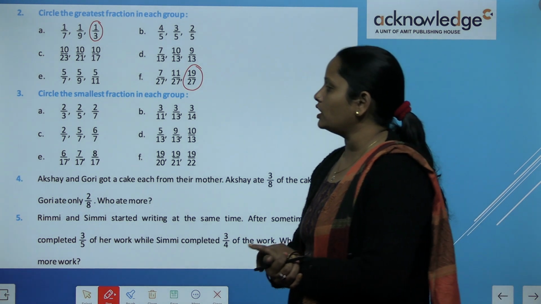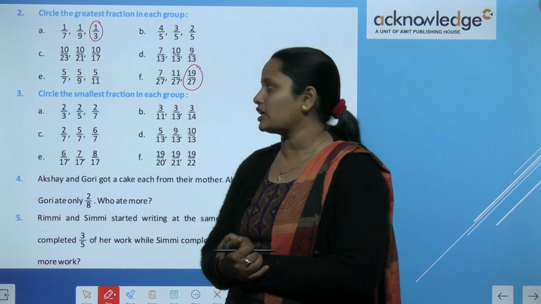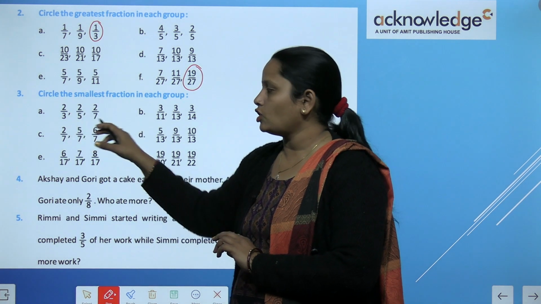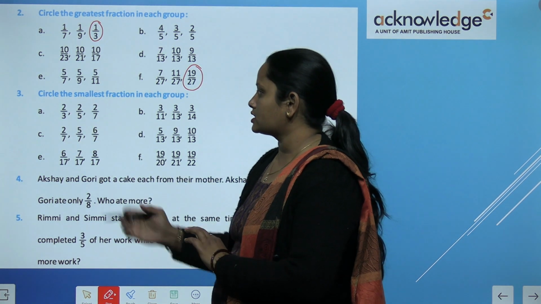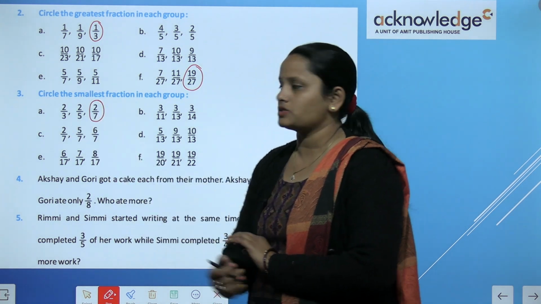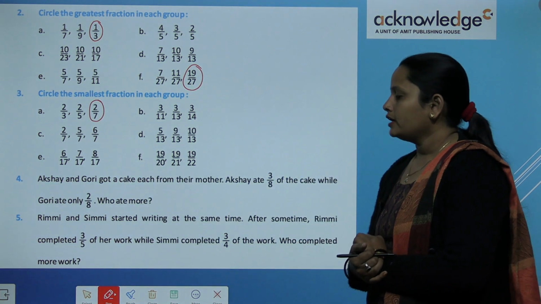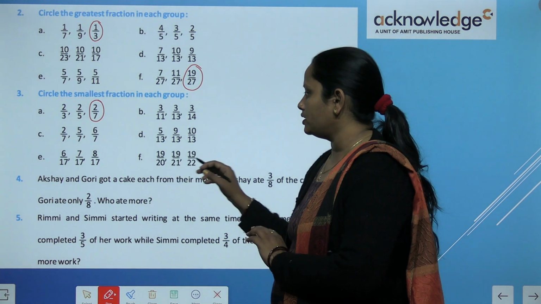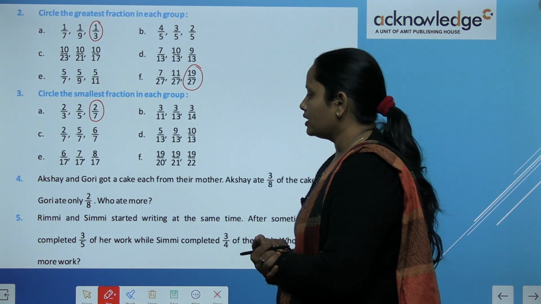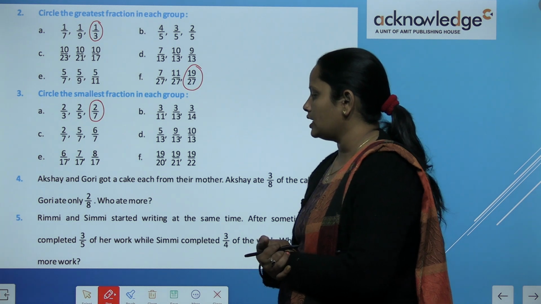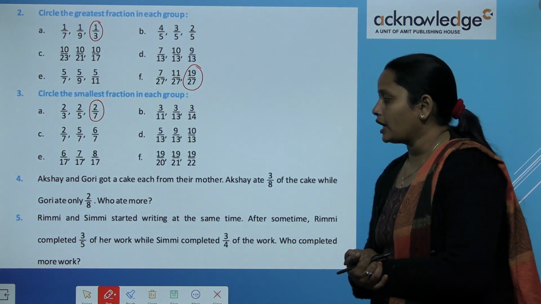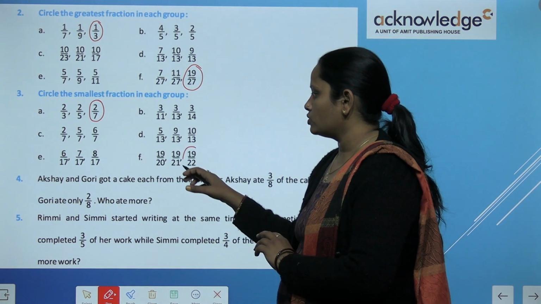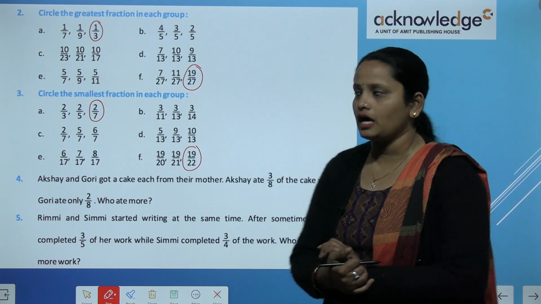ना सर्कल द स्मॉलेस्ट फ्रैक्शन इन ईच ग्रुप. स्मॉलेस्ट फ्रैक्शन को सर्कल करना है तो हमें क्या देखना है, सबके न्यूमरेटर सेम है. अब डिनोमिनेटर देखते हैं, सबसे बड़ा डिनोमिनेटर किसका है 2/7 का, तो ये सबसे छोटा नंबर है. नाउ लेट्स डू हियर, सबके न्यूमरेटर सेम है, डिनोमिनेटर इज चेंज, तो यहाँ पे हम देखते हैं डिनोमिनेटर सबसे बड़ा किसका है 19/22. So this is the smallest number.